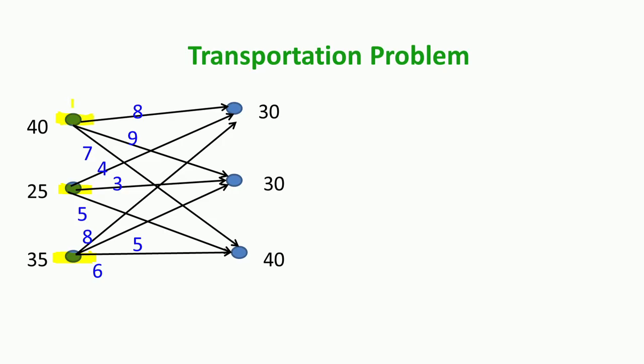The quantities available are given by these numbers: 40, 25 and 35 units of this item are available in these 3 supply points. Now, the other 3 points are the requirement points or the demand points. These 3 are the demand points and the requirement is 30, another 30 and 40 in these 3 places. Now, the problem is to transport the available items from the places where they are available to the places where they are required.